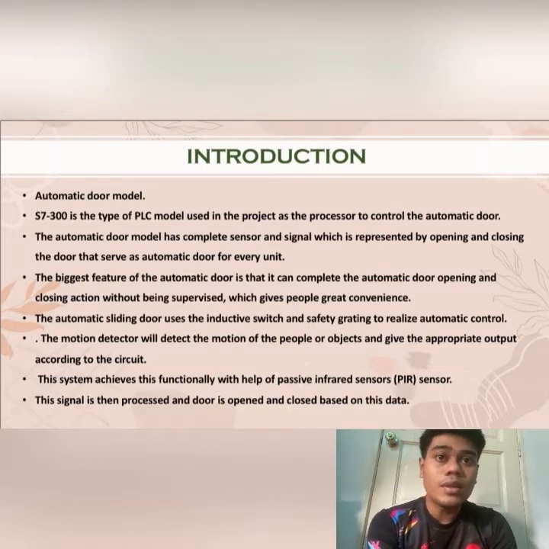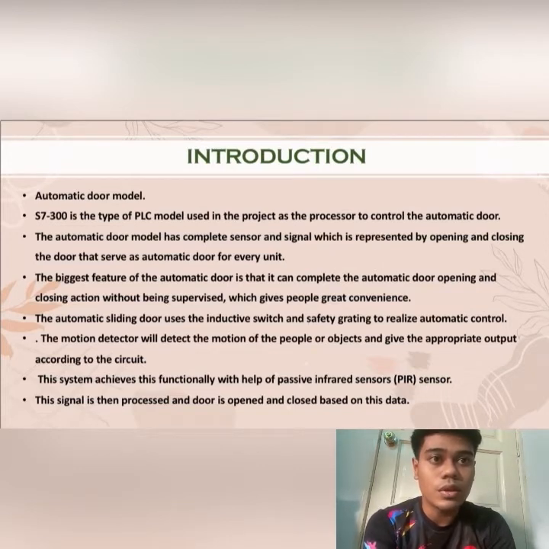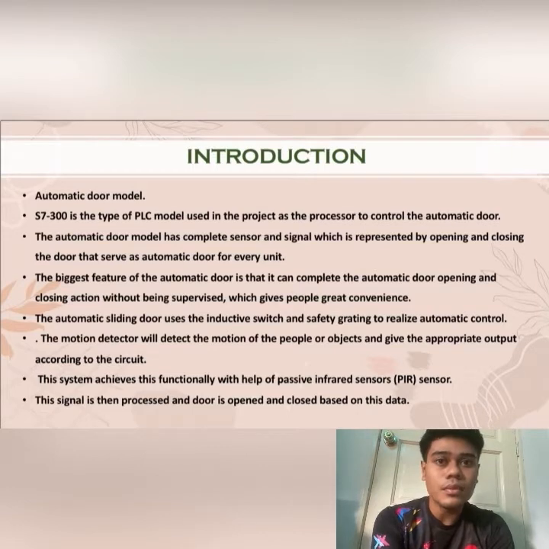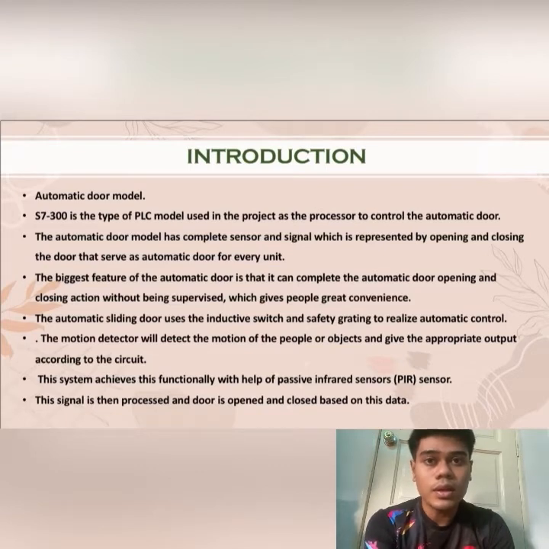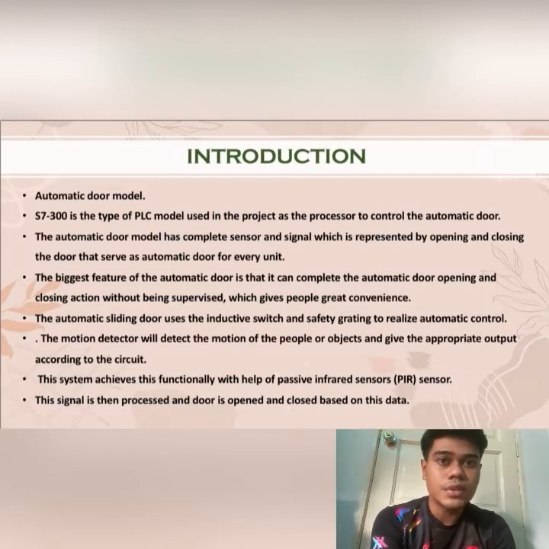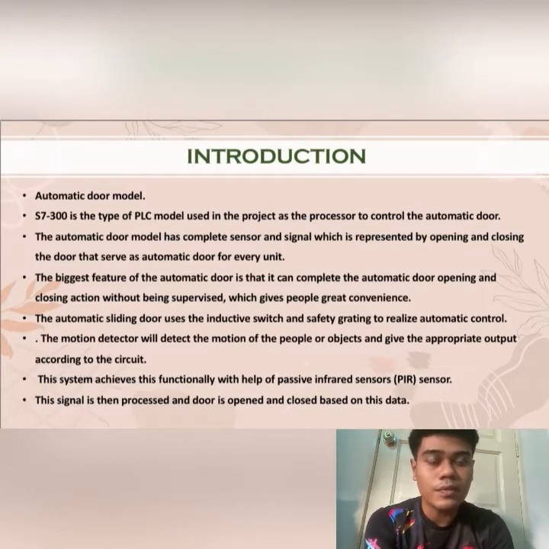After that, the automatic sliding door uses an inductive switch and safety grating to realize automatic control. And then the motion detector will detect the motion of people or objects and give the appropriate output according to the circuit. The second last is that this automatic door system achieves this function with the help of a passive infrared sensor, which is the PIR sensor. Lastly, the signal is then processed and the door is opened and closed based on this data.